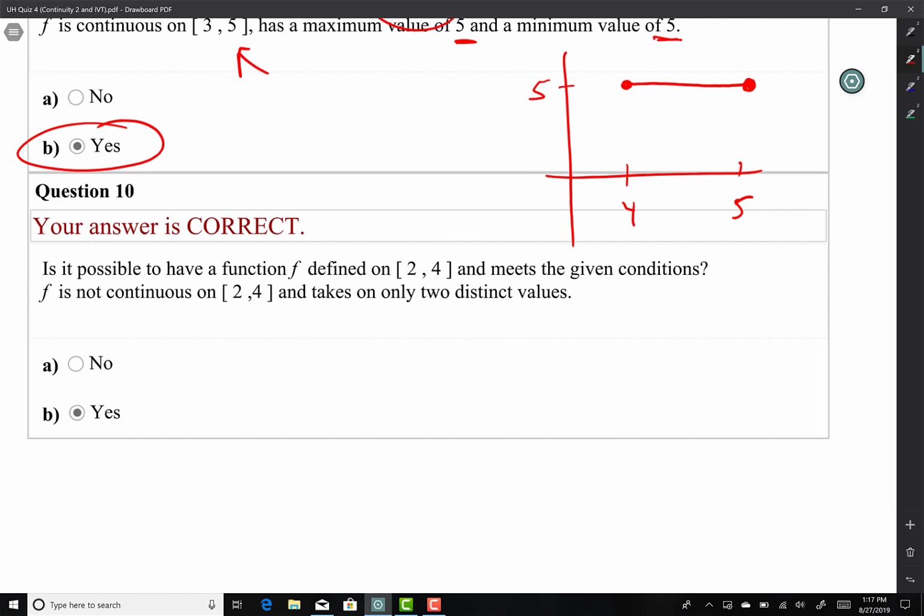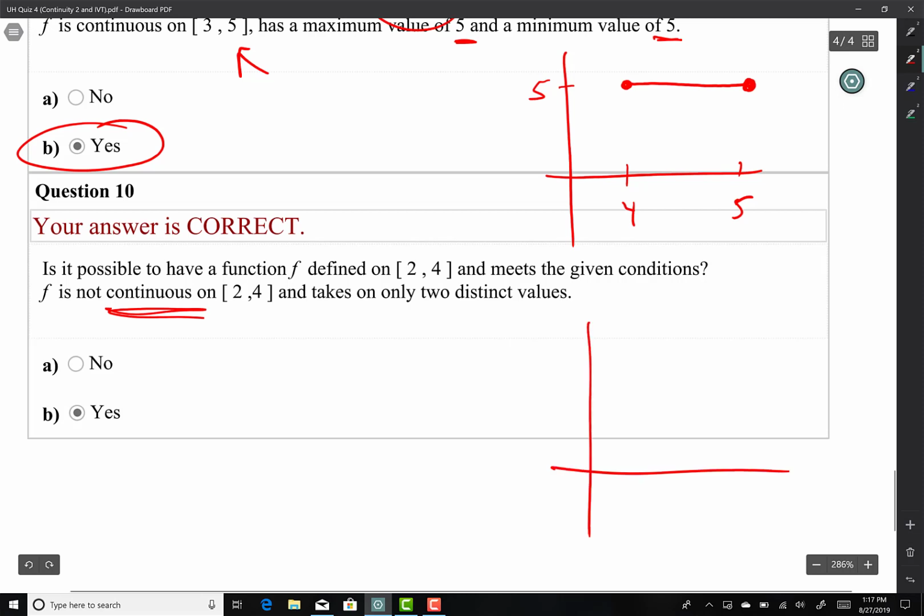All right. Is it possible to have a function f defined on 2 to 4 and meets the given conditions? F is not continuous on 2 to 4 and takes only 2 distinct values. Yes, it's possible. So I'm not continuous, so I'm going to put a break at 3. I'm going to do this: 2 to 3, and that value is always 2 because it says only 2 distinct values. It doesn't have to be 2, it can be any value. And then I'm going to say, there we go. And I take only 2 distinct values, and I'm not continuous. So yeah.